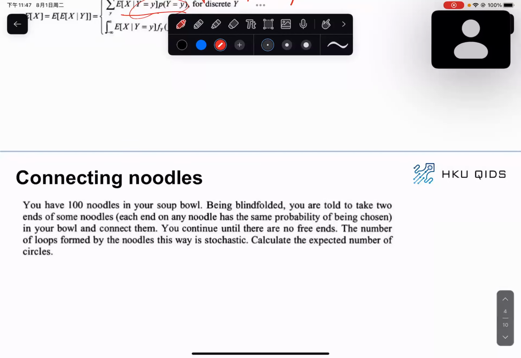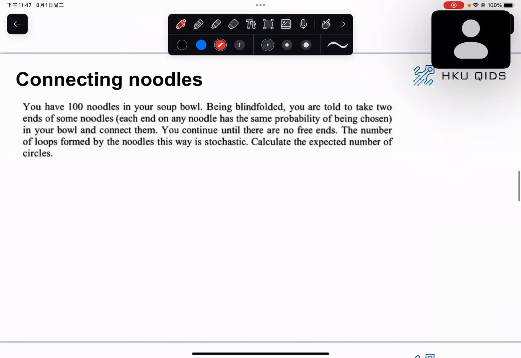So now let's start today's questions. The first question is called connecting noodles. We have 100 noodles in your soup bowl and you are blindfolded. You are told to take 2 ends of some noodles in your bowl and connect them. You continue until there are no free ends. The number of loops formed by the noodles this way is stochastic, which is totally random, and calculate the expected number of circles.